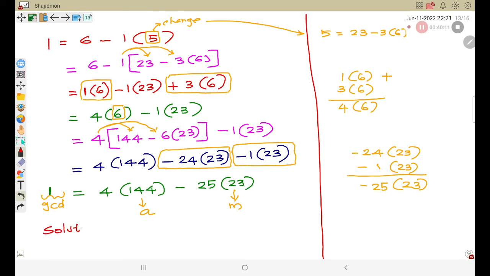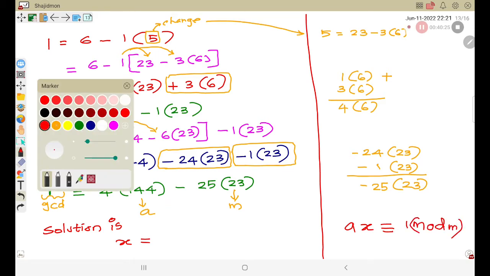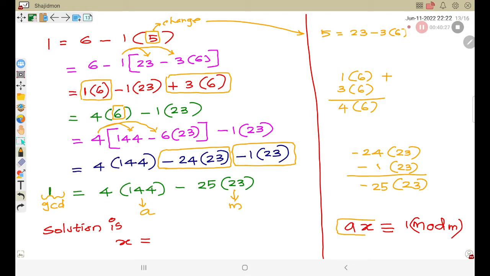Okay. So the solution is x, what I told, Ax congruent to 1 mod M. Correct. So what is the number together with A? Together with the A, what is the number? Ax. See, A behind the number, this number is the x number. So the solution is x equal to 4 under modulo 23.